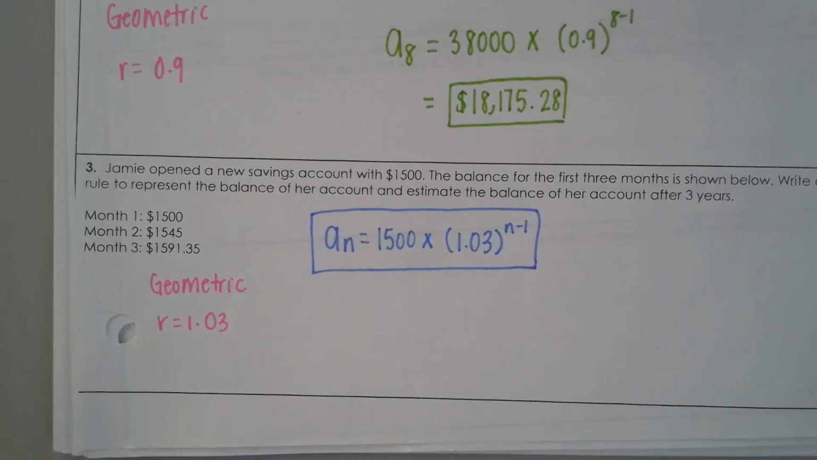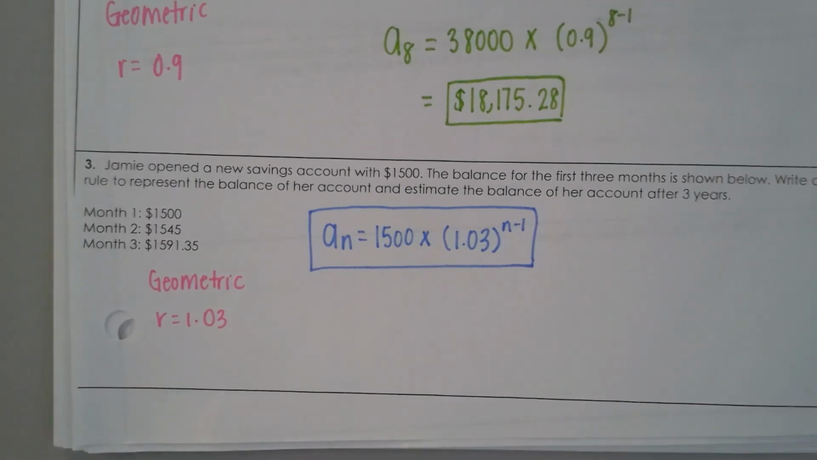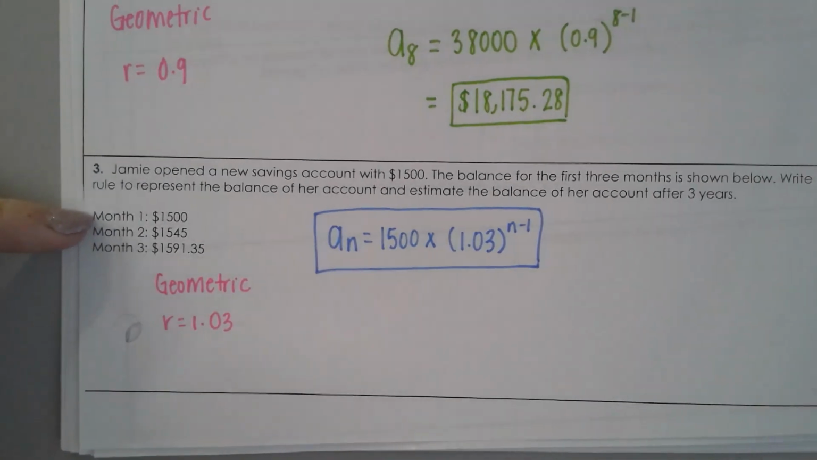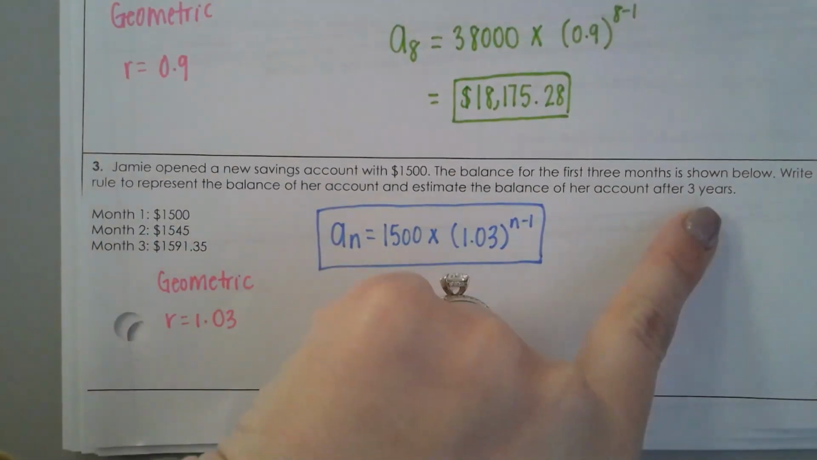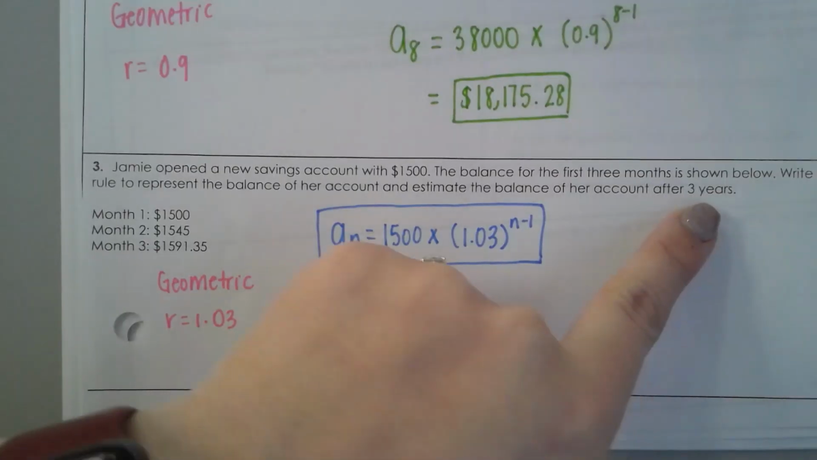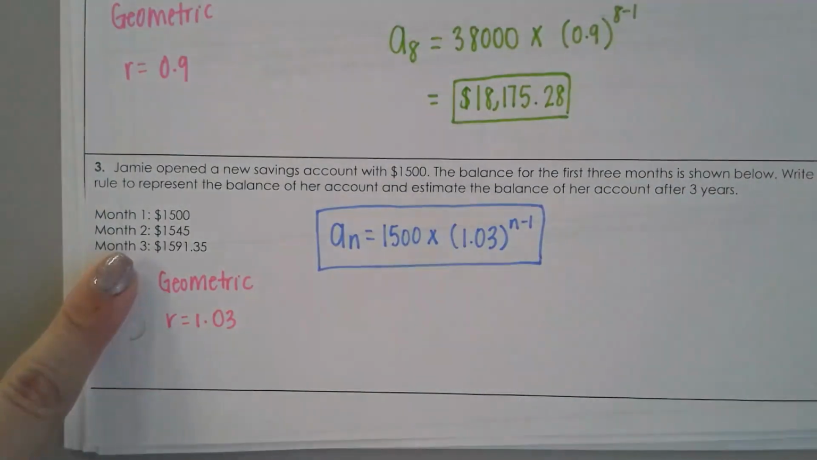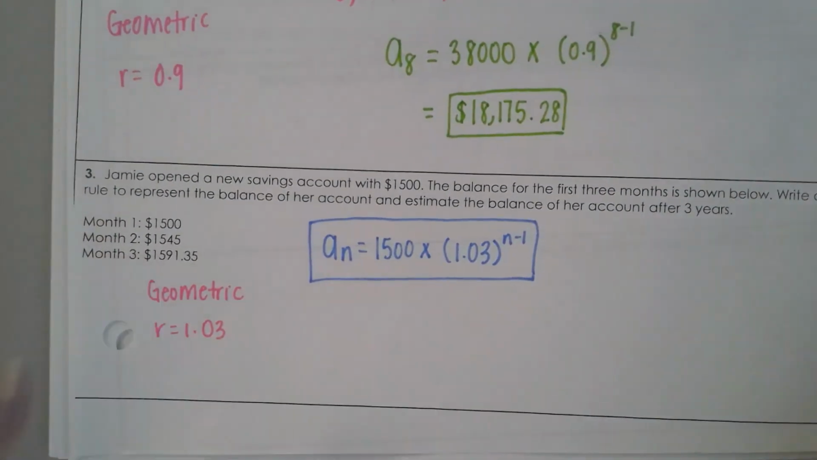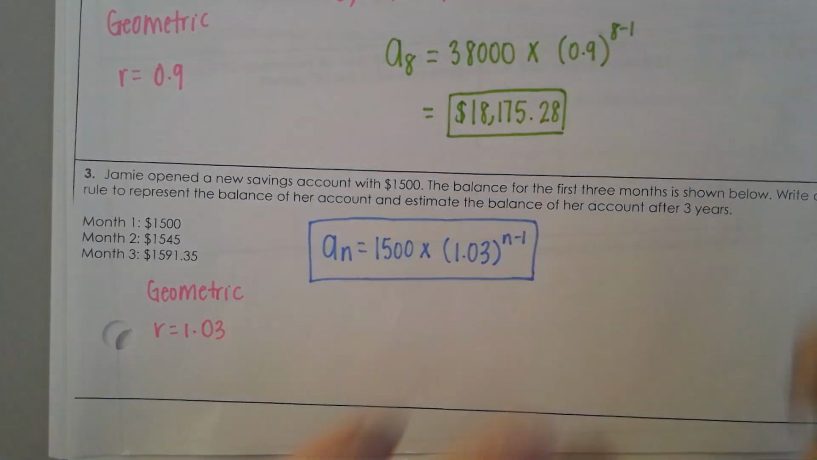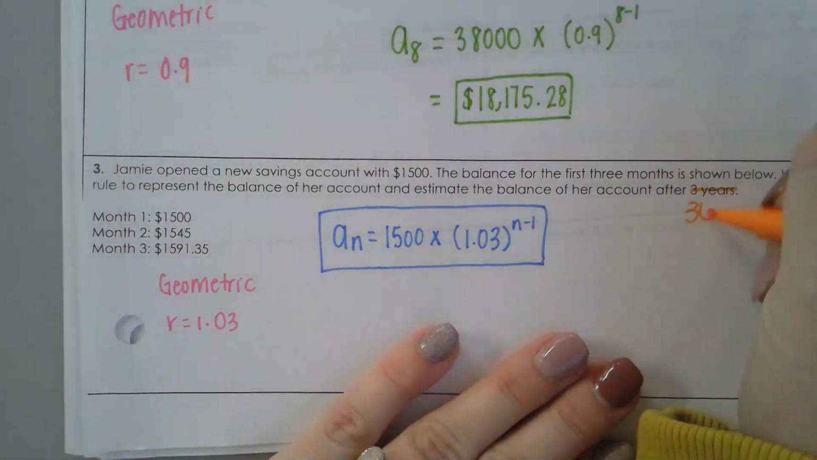And now we're going to estimate the balance after 3 years. So well, first of all, that says years, right? What am I given? Months. So how many months are in 3 years? 36 months.